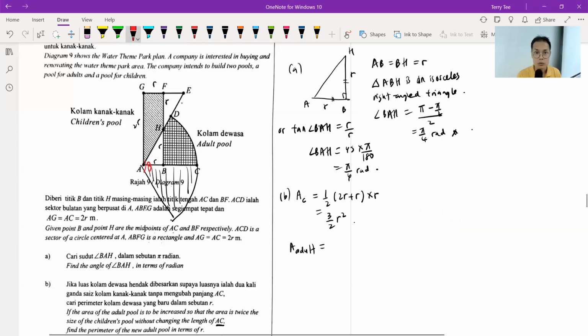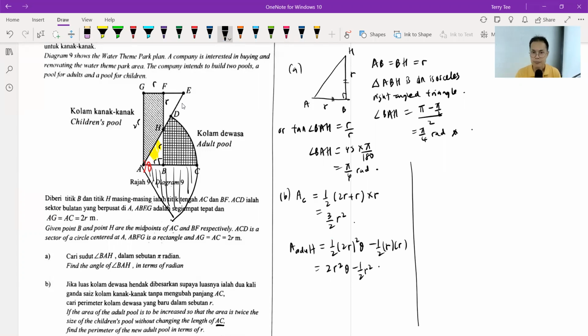Okay, so we know half. Maybe I use black pen here. The radius originally is 2R, so we put half times 2R squared theta. But you have to subtract a triangle here from your adult pool. And the triangle doesn't change as well. So you put half R times R, half times base times height since it's a right angle triangle. So this will be 2R, if I square it, becomes 4R squared, divided by 2 is 2R squared theta, minus half R squared. Now, it is given that area of the adult pool is 2 times the area of the children's pool.